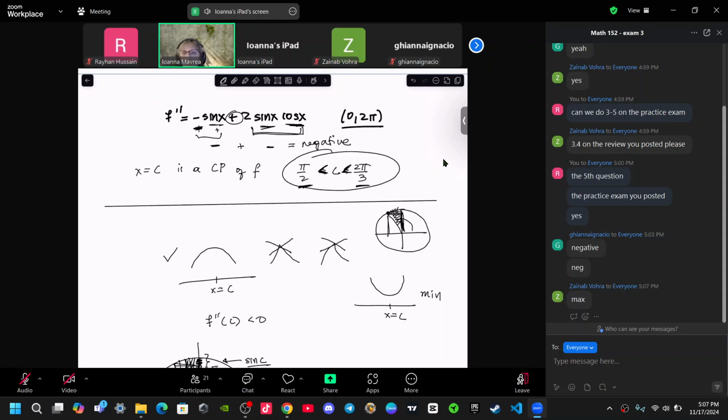So I don't know what you mean, critical point be 0, 2, 3. They're not telling you what the critical point is. They're telling you the critical point is some number between pi over 2 and 2 pi over 3. Okay, and they tell you that the function is twice differentiable.